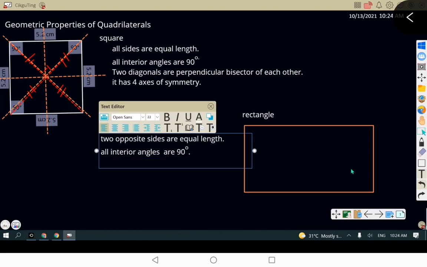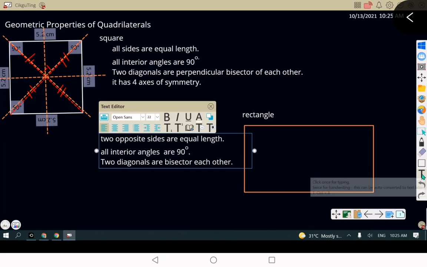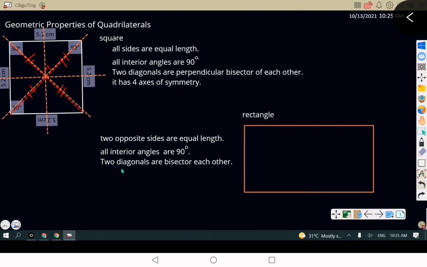Another thing you need to know is the two diagonals. As before, the two diagonals bisect each other. You cannot say perpendicular bisector here, because they intersect not at a right angle, not 90 degrees. So we cannot consider the two diagonals perpendicular bisectors, only bisectors.